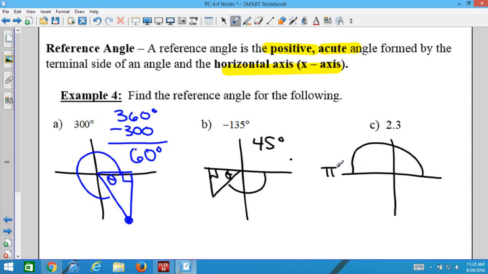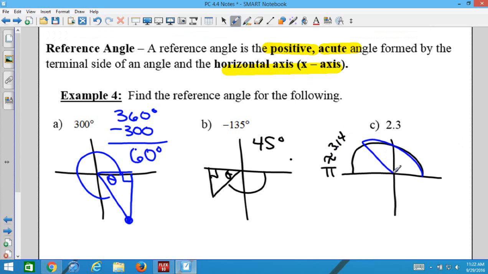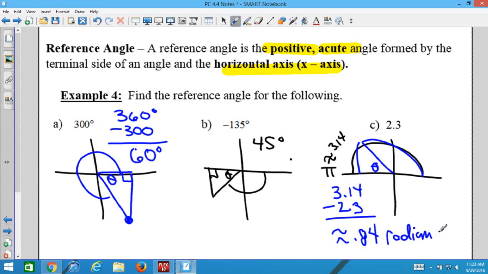Pi radians, right? Which is approximately 3.14. So if we're going 2.3 radians, we're going about here, and then we drop straight down, and our theta is what's left over. So we take 3.14 minus 2.3 and get approximately 0.84 radians. You just take the full amount and subtract out the piece you have. It's just that our full amount is 3.14 rather than 180 degrees. That was the only difference.